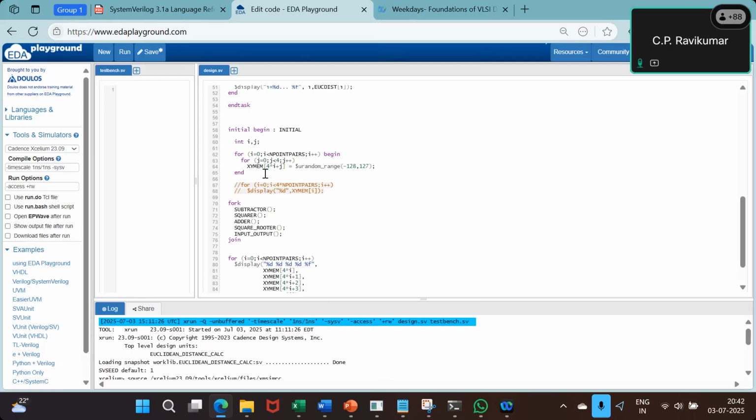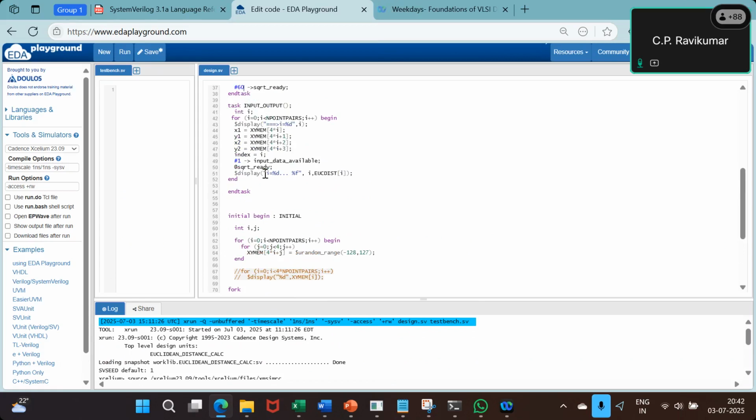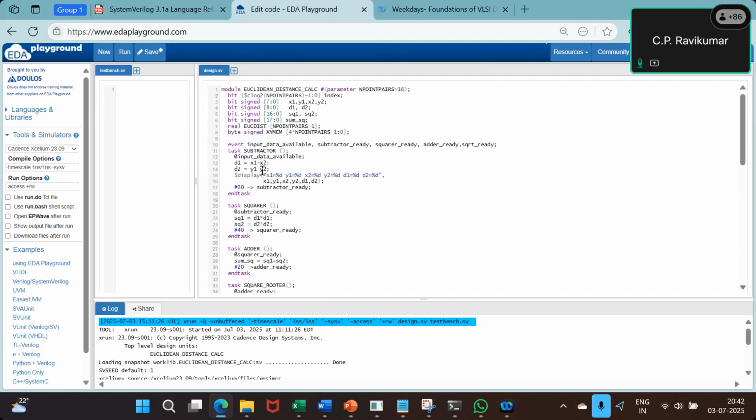What is the reason? Let us look at the way things work. Okay, input output will make input data available. Wait for square root to come back and say ready. Okay. So once the input becomes available, this guy will do it. So all this looks like it is happening correctly.